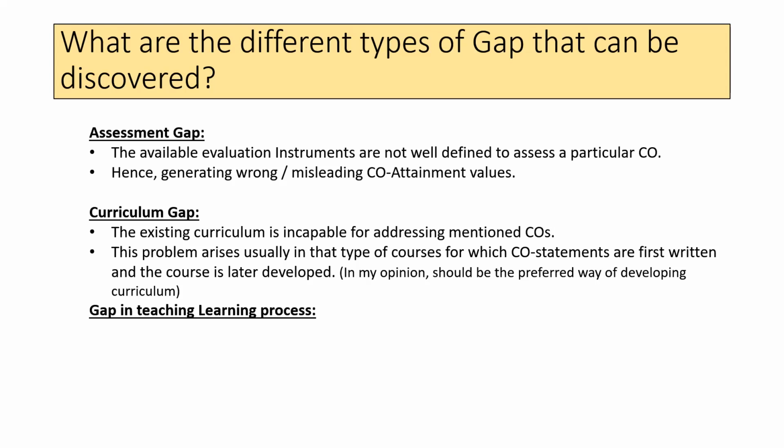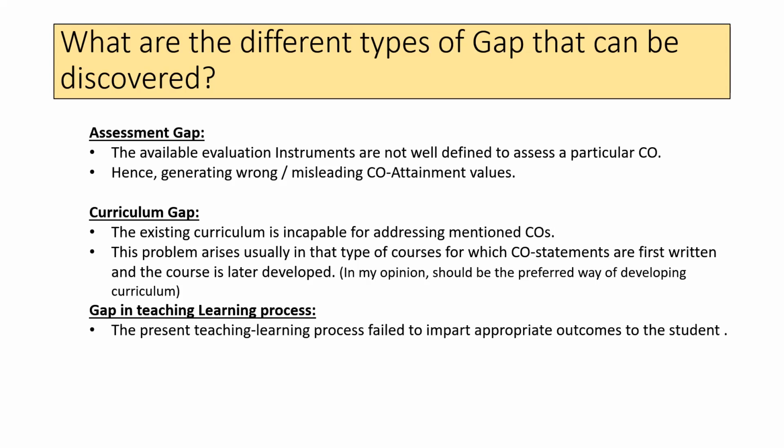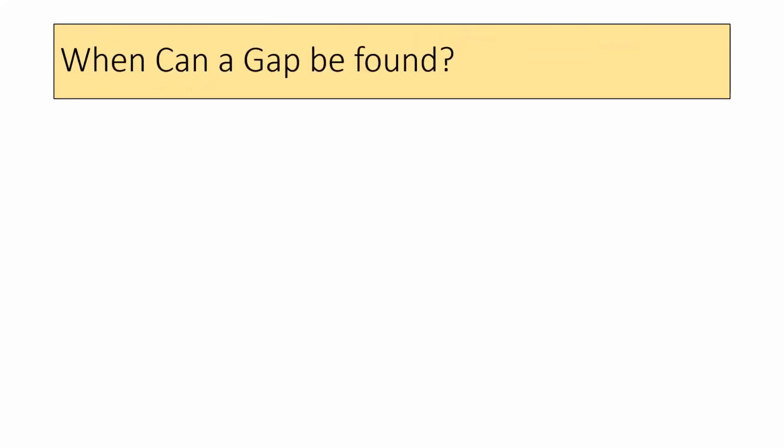The third gap is the gap in the teaching learning process. When does this occur? Let us say you have developed the curriculum without any curriculum gap. The CO statements are completely addressed by the syllabus, and you're using the proper assessment tool. And even then, you are unable to attain the course outcomes. Then definitely there is a problem with teaching learning. So the teaching learning method which you are following in the classroom is not effective enough. So you need to make modification to that teaching learning process. The present teaching learning process failed to impart appropriate outcomes, and therefore appropriate modification has to be incorporated.